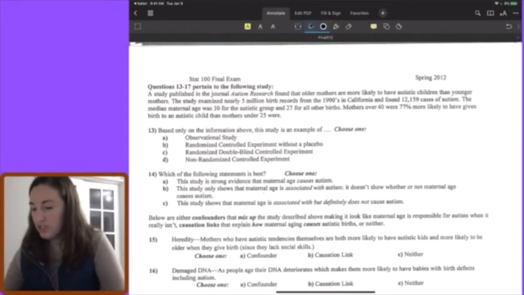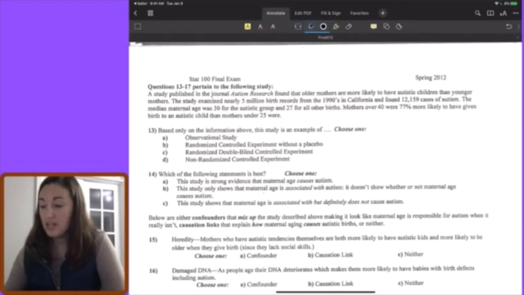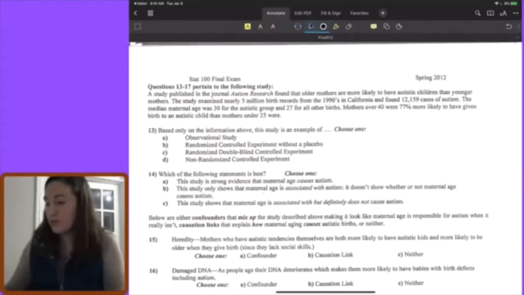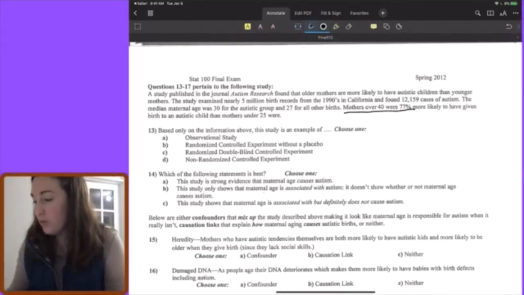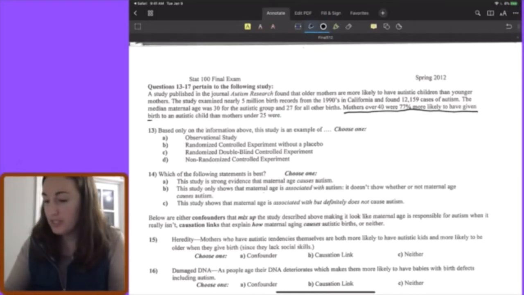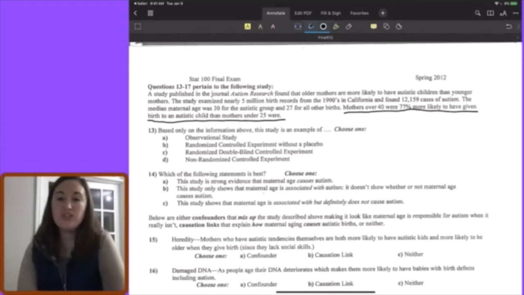It says a study published in the journal Autism Research found that older mothers are more likely to have autistic children than younger mothers. This was a study that examined birth records, and the maternal age for one group was 30, the maternal age for the other group was 27, and they found mothers over 40 were 77% more likely to have given birth to an autistic child than mothers under 25 were. So they saw this difference.